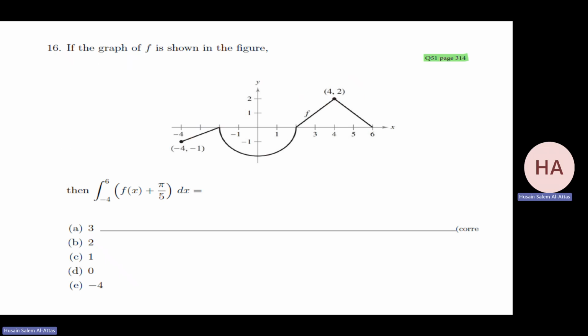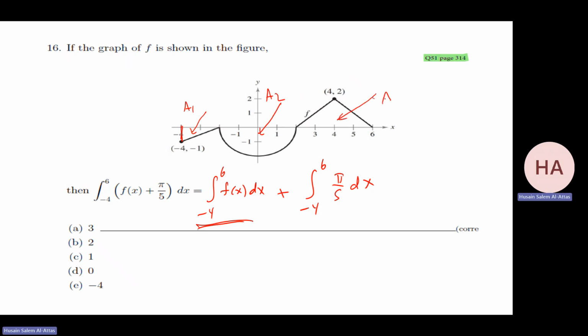The graph of this is this one. Now, if you notice the integral from minus 4 to 6 of f of x dx, plus the integral of pi over 5 dx. To do this one, I will do the net area, which is this one up to 6, complete. So I need A1, this is A2, this is A3, the complete one. A3 is half of 4 to 2. We just did, that will be 4.